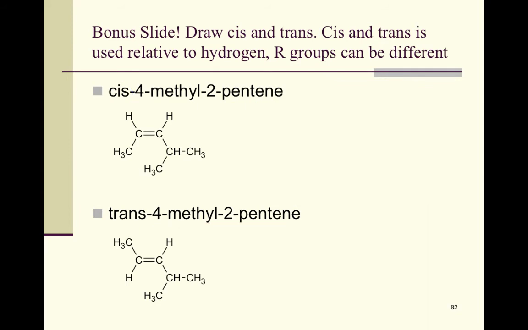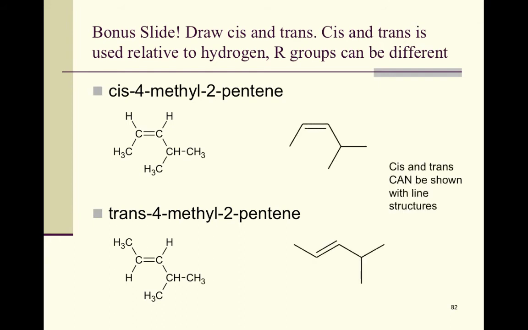I went ahead and cleaned that up because I want to show you another thing. Cis and trans can be shown as line structures. This is the same structure as the one right over here. Do you see the carbon-carbon double bond here? This is cis. When you have the double bond inside like this, where this bond's going down over here and down over here, this is showing cis.